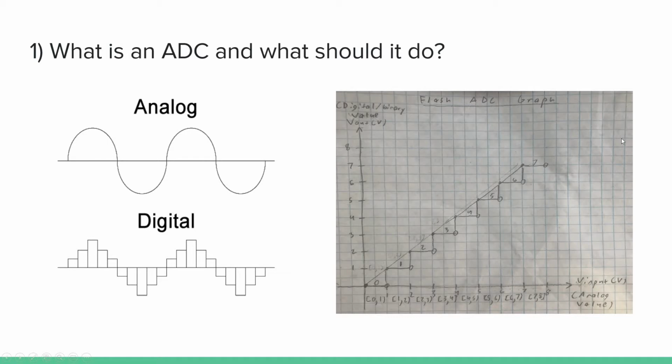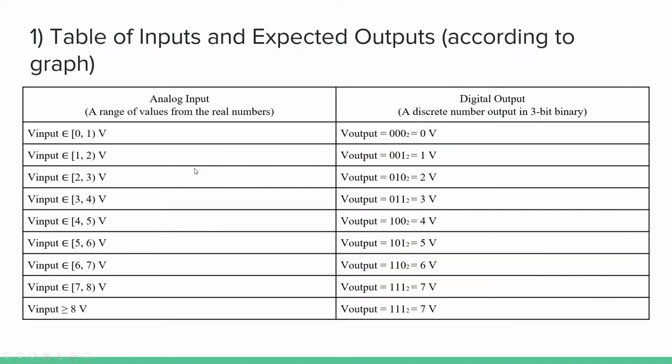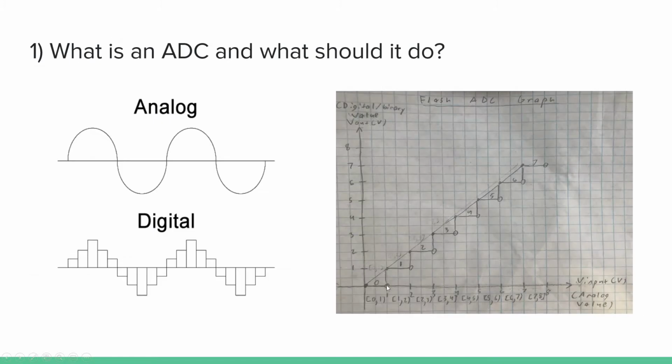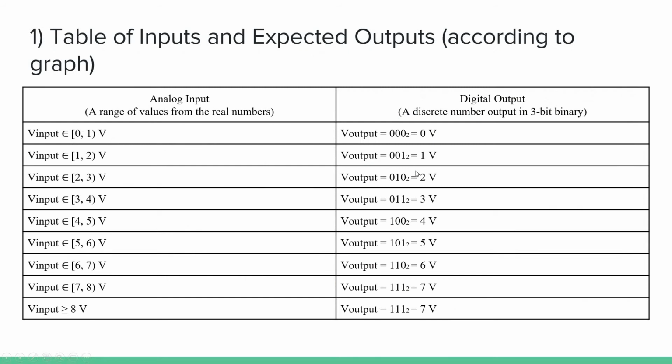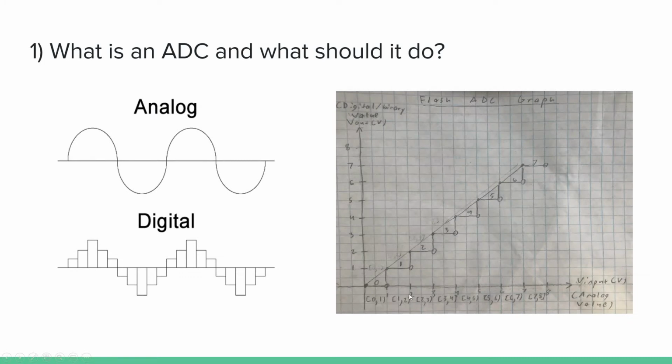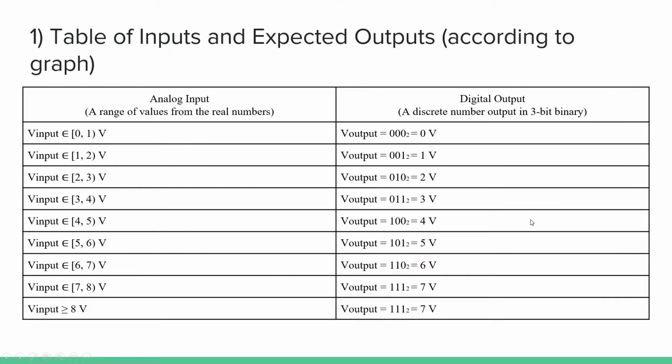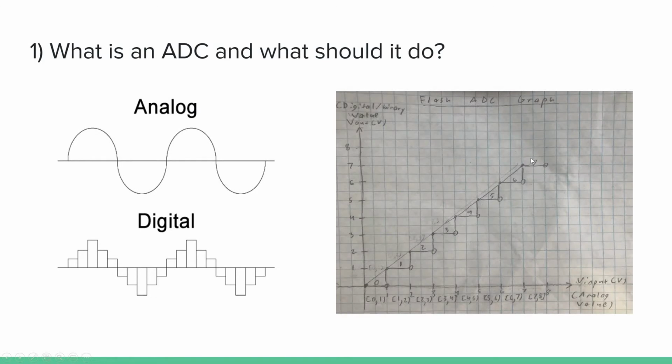And so I made a little graph here to explain what an analog to digital converter should do. It should take this analog signal, for example, this line, which is continuous, and it should output a discrete value. So for example, if it's between 0 and 1, it should produce 0 in binary. If it was between 1 and 2, it should produce 1 in binary. Again, it's discrete, so it has to be in binary. If it's between 2 and 3, it'll produce 2, which is 0, 1, 0 in binary. And so it goes on like this.